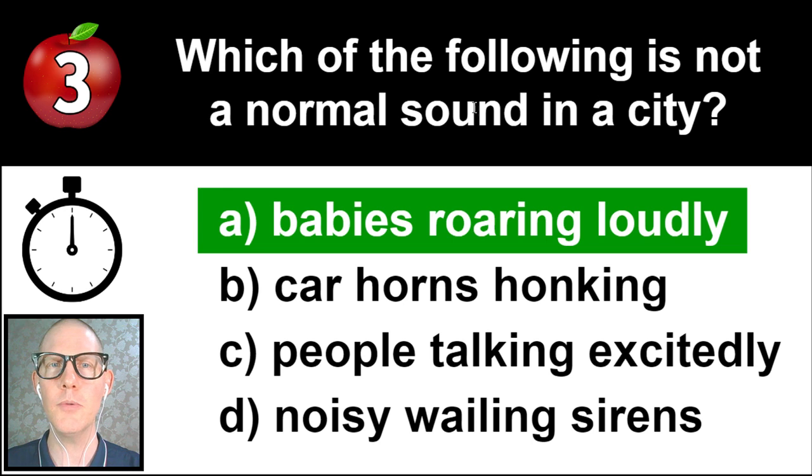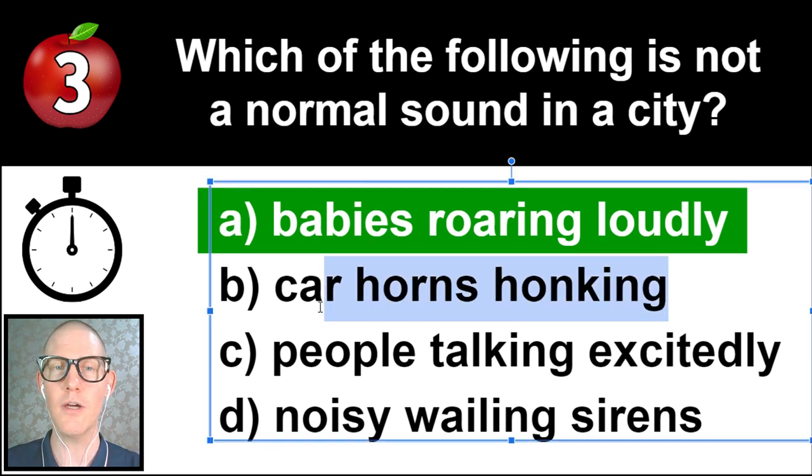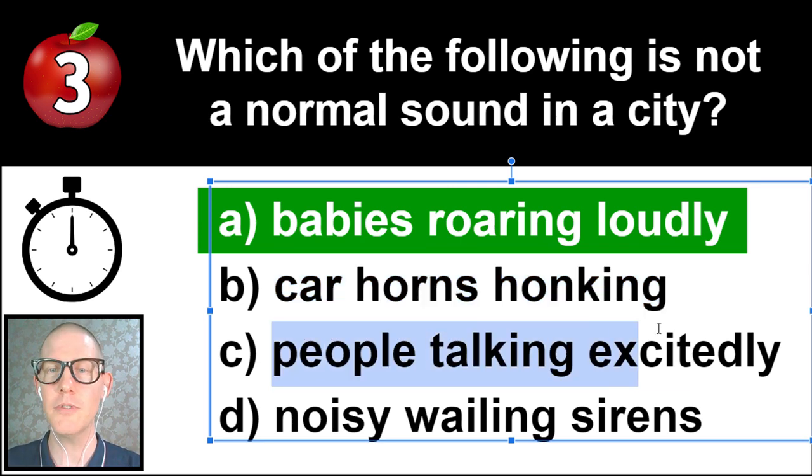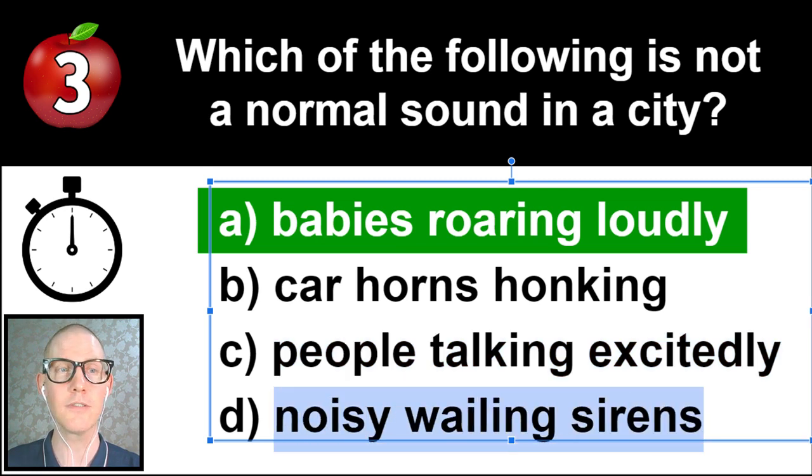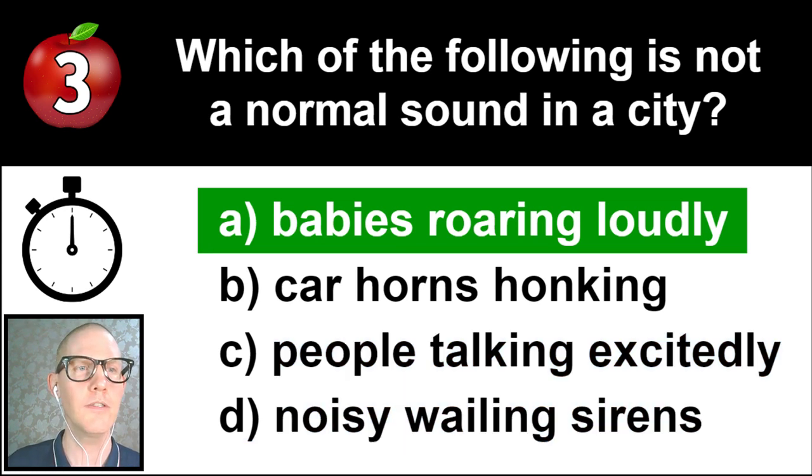Okay, so which of the following is not a normal sound? Babies roaring loudly. All of the others are normal sounds. Car horns honking. People talking excitedly. Yes. And noisy wailing sirens. Yes. Okay. All right. Let's go to question number 4.